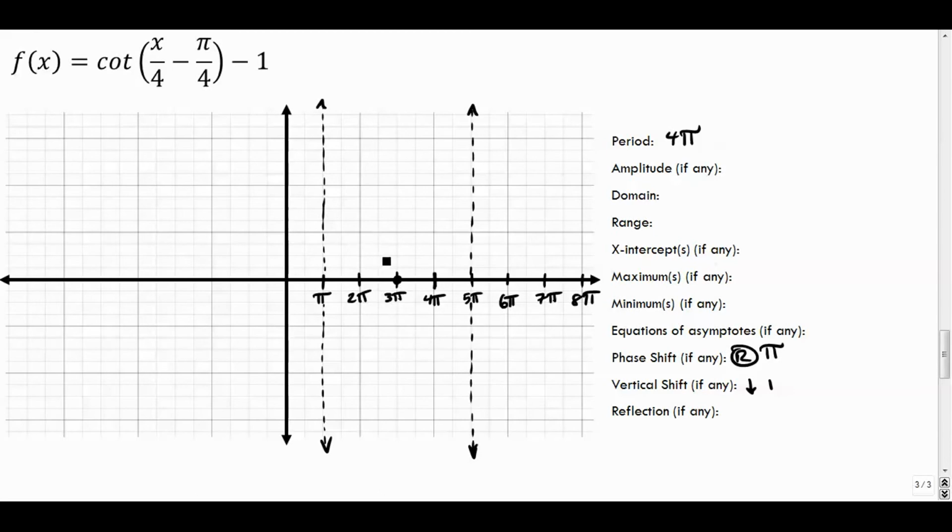Alright, but then I need to move it down 1. So down 1. So let's put it right down here. So let's make this -1. This +1. And I don't have to have my x and y axes scaled the same. I can scale my x-axis this way, right?